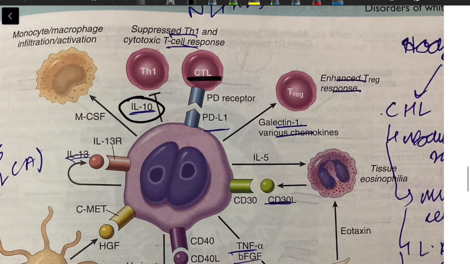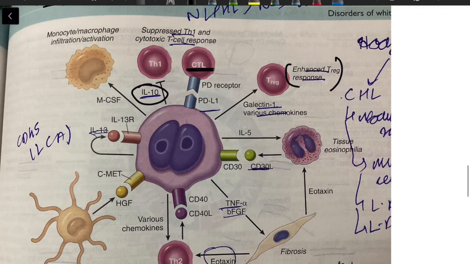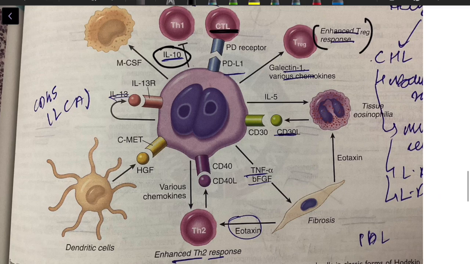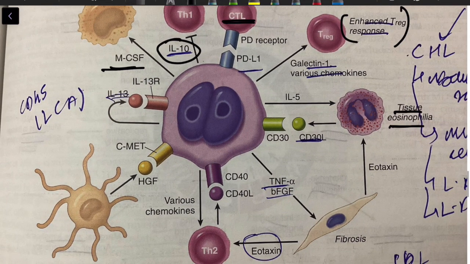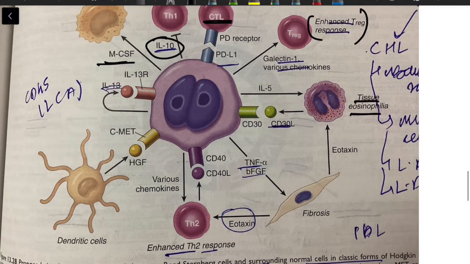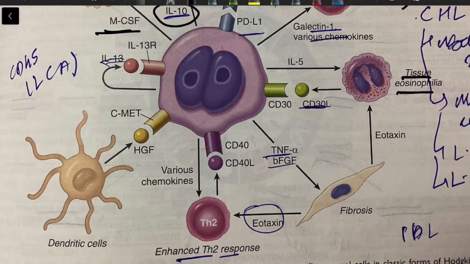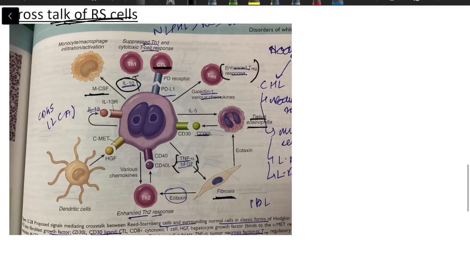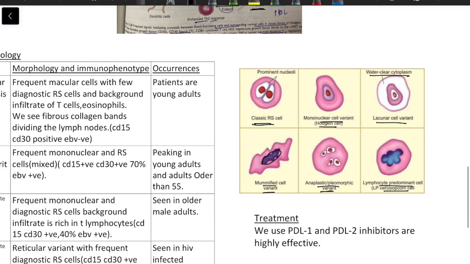And also, as you can see, it is enhancing the responses of these T regulatory cells, which are known to suppress the immunity. So it is so clever at evading the immunity. Also, it is maintaining a harmony around these macrophages and the eosinophils, leading to this harmonious environment created by the interleukins secreted by these Reed-Sternberg cells. Also, it is secreting some tumor necrosis factors, which is also causing the fibrosis of the environment around it. That is why fibrosis is also seen.